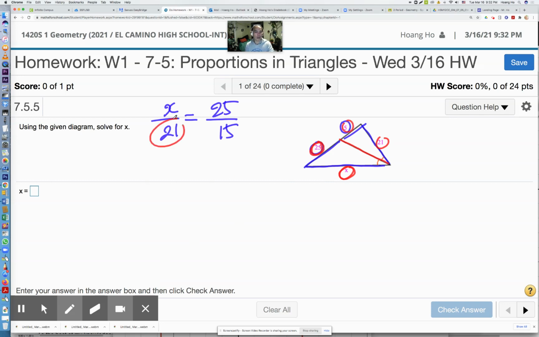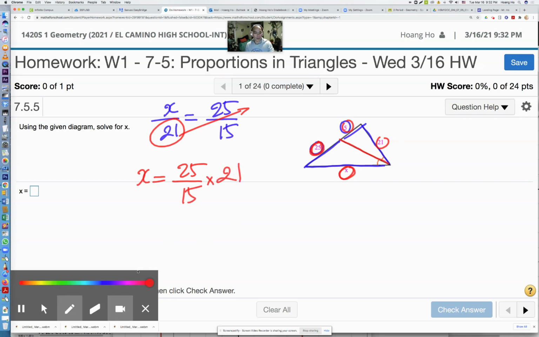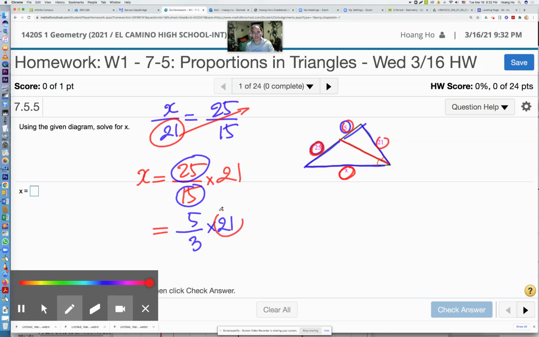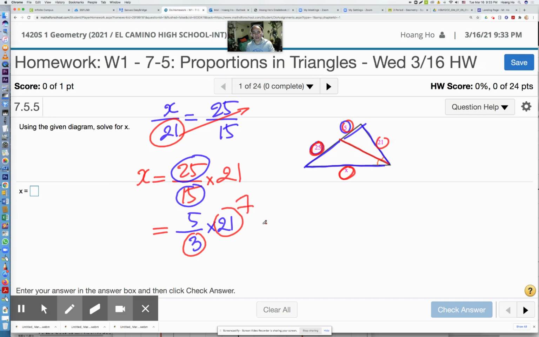Okay, so solve this equation. I cross 21 over here, so I get x equals 25 over 15 times 21. You can punch your calculator or do simplification. 25 and 15, if I simplify by 5, is 5 over 3. 21, I simplify with 3, that is 7. So 5 times 7, 35. I got 35.